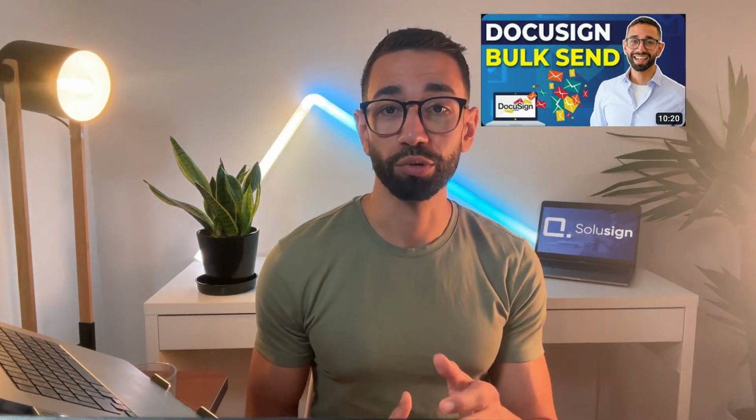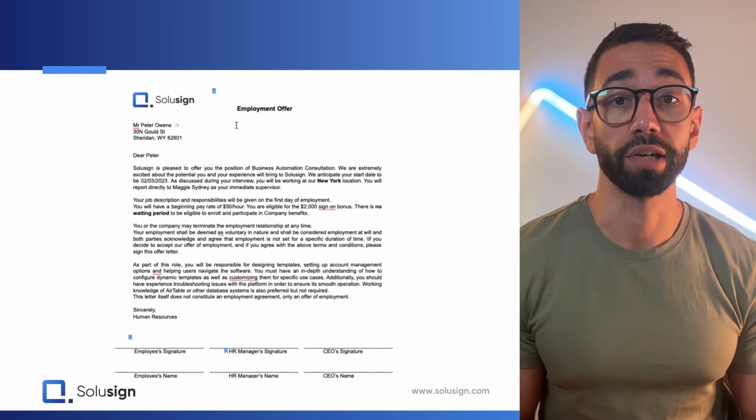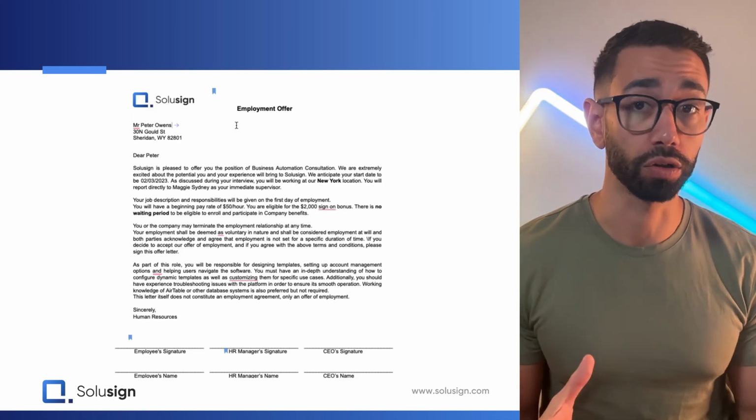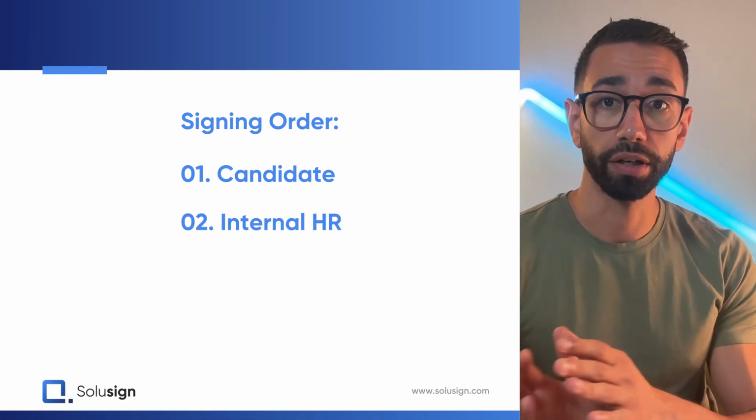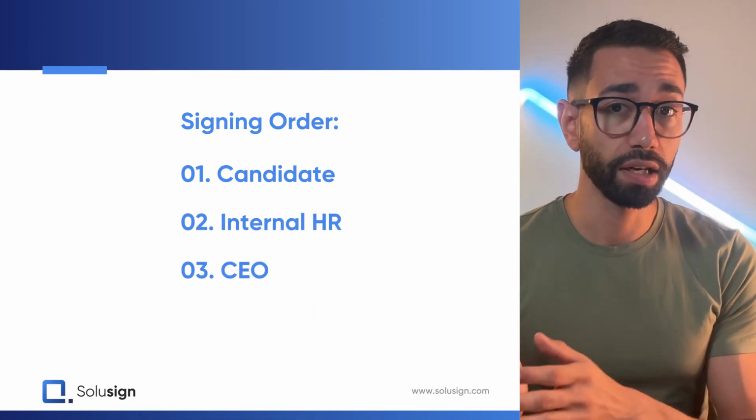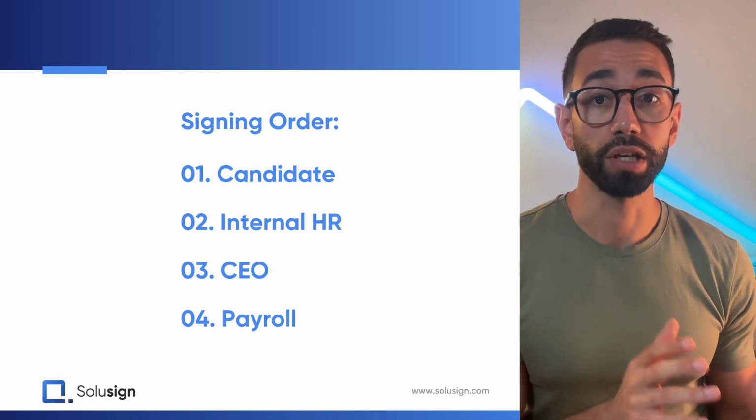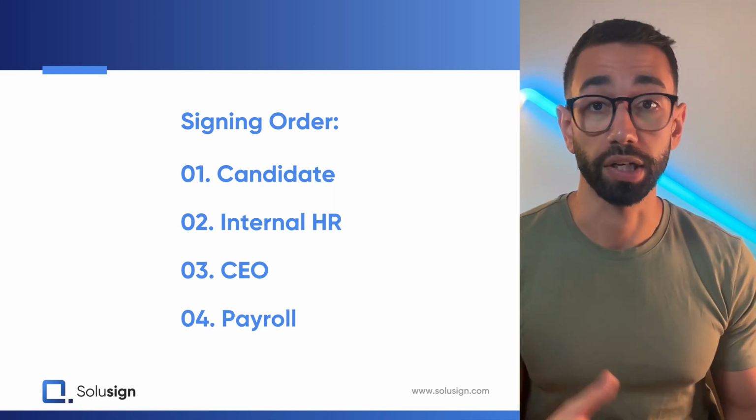Now, if you're still watching, we'll pretend that this document needs to be signed by four different people in a specific order. First, it'll be our new candidate, Peter Owens. Then, after Peter, the internal HR, and then the CEO. And we also want payroll to get a copy of the document once everybody has signed. So that's four people in total.